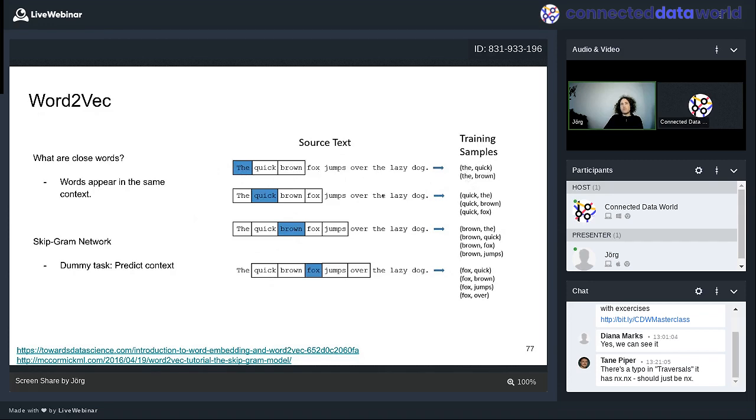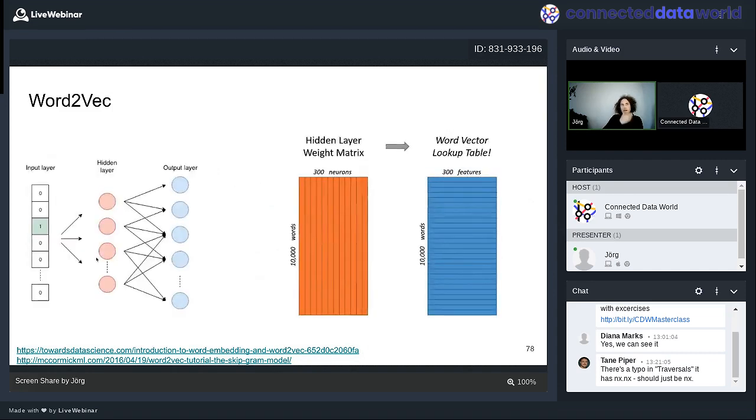So we create two training samples. Quick, we want to predict Z, brown, fox, 3 training samples. Brown: quick, Z, fox, jumps. And then fox: brown, quick, jumps, over. So we basically create those training samples, and now we train a dummy network with that. This is also called a skipgram network, and it's a very simple neural network just having one layer.